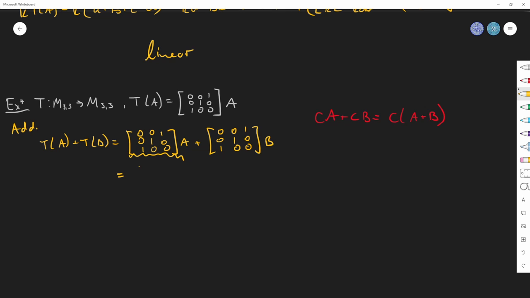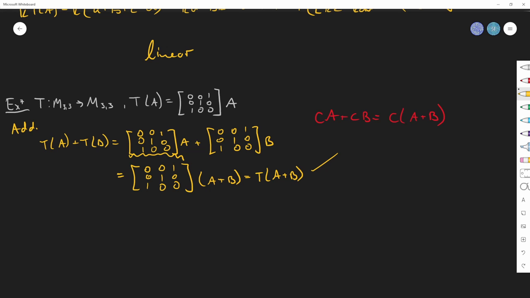This part, and then add A and B together. 1 0 0 multiplied by A plus B, and whoa, would you look at that? This is pretty much the same as T of A plus B. So yeah, this is closed under addition. We like that. We didn't even have to do the multiplication.